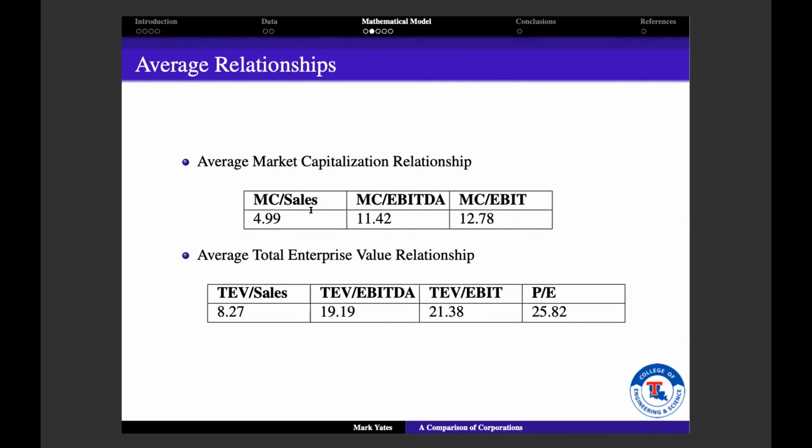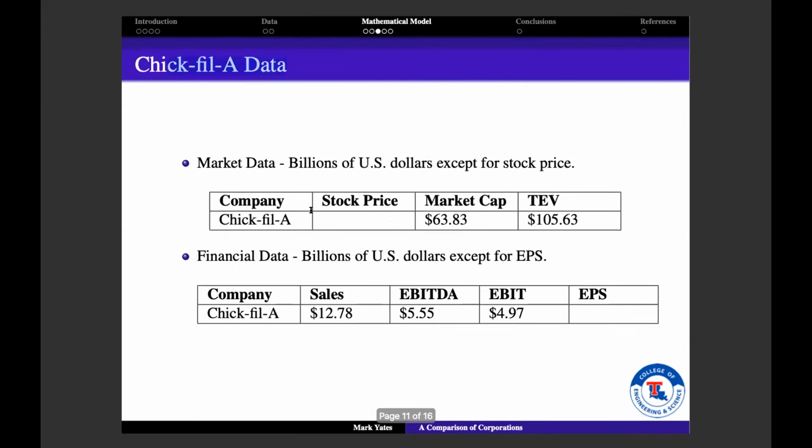So we got the Chick-fil-A data based off this information. I came up with the market capitalization to be a little over $63 billion. The total enterprise value was $105.63 billion. Chick-fil-A sales, which I had, was $12.78 billion, again close to the middle of Yum Brands and McDonald's. I got the EBITDA for Chick-fil-A and the EBIT. If you notice, I have not yet gotten the stock price or the earnings per share. I had to make a few additional estimations before I could get there. So let's take a look at those estimations.